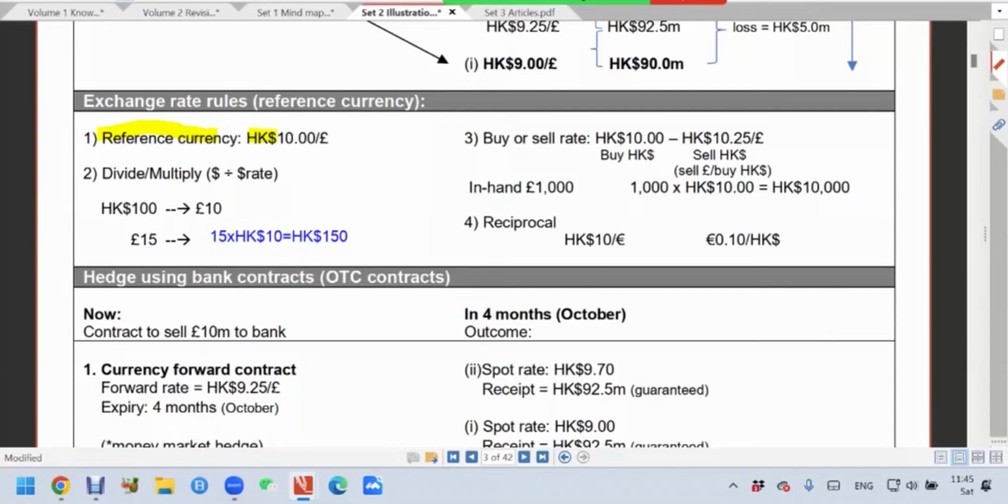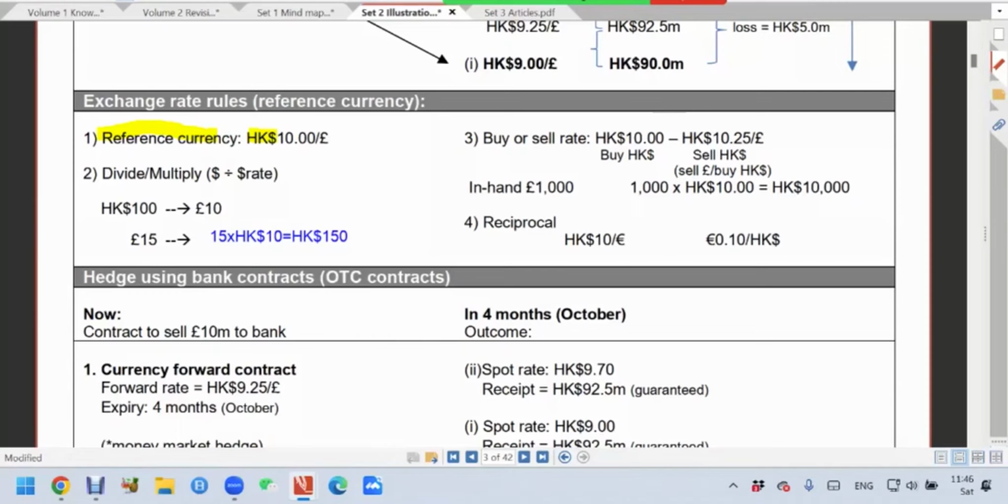Rule number 1, identify the reference currency. Rule number 2, know when you divide and when you multiply. We are now going to combine these two and get rule number 3. When you come to rule number 3, you normally are given 2 rates. And when you are dealing with buy or sell here, always think of the company wanting to do hedging. Don't think of the bank.